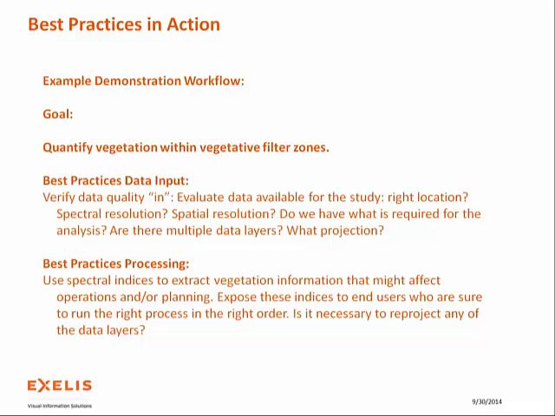We're going to need some imagery. We're going to need a digital elevation model, so we need some elevation information. And we are going to use some spectral indices to extract vegetation information that might affect these operations. We're going to expose the indices to the end users, who are sure to run the right process in the right order, and look at whether it's necessary to reproject any of the data layers, things like that. When we run the vegetation index, we're also going to look at some of the spectral indices that are new in 5.2. Some of them are really interesting for this data set, and I know there are a lot of people on the phone who may have varying degrees of interest, so I'll try to cover some of that.